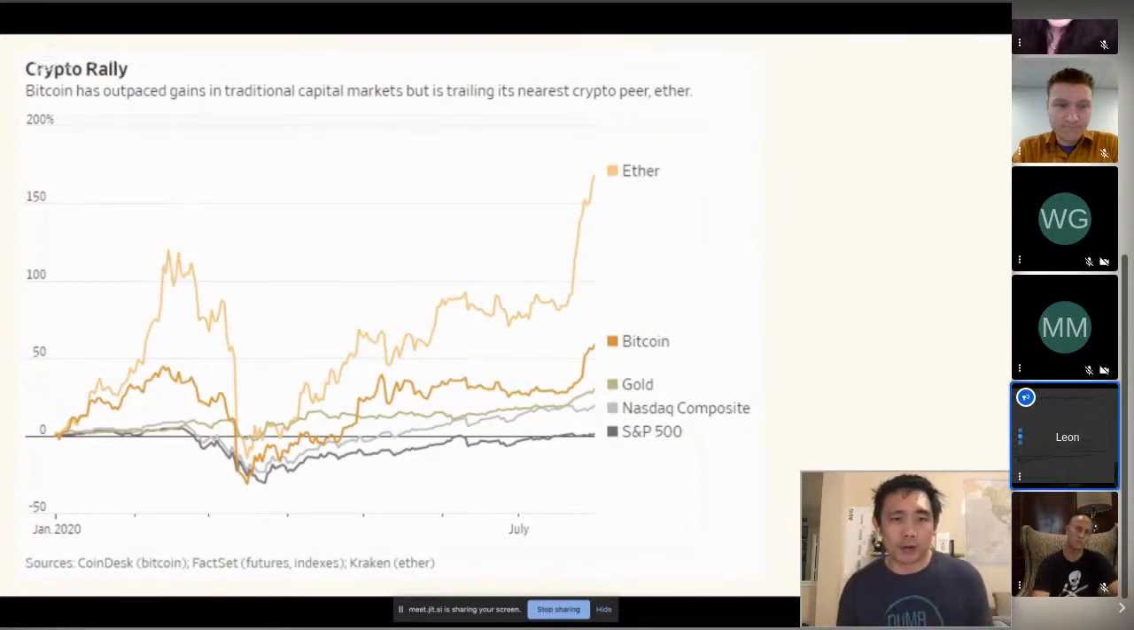Oh, and this is the last chart here. This is the recent crypto rally. So we had this dip over here, which was the COVID and liquidity crisis. And Bitcoin was tied with the SPY around that time, but now it's acting more like gold, and actually Ethereum outperformed Bitcoin recently.